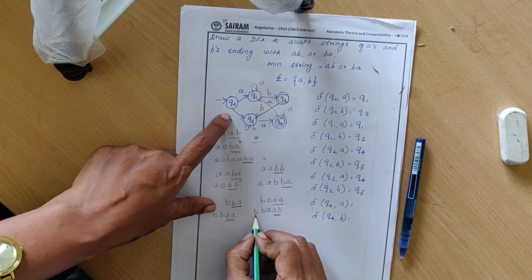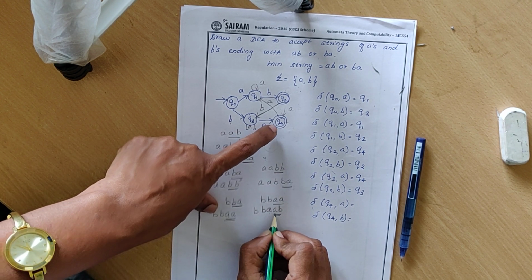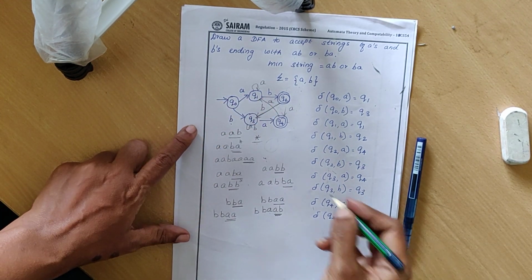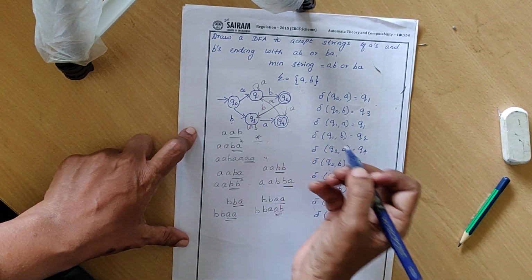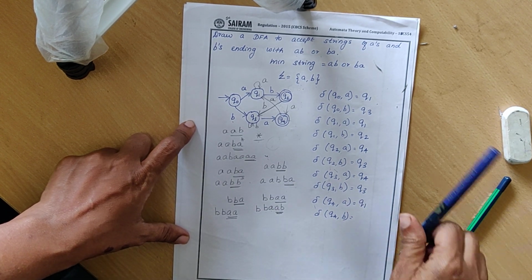I'll tell you, B, A, now this A and then your final state. It is ending with AB, so this marking is correct. So Q4, when it takes A, is moving to Q1.